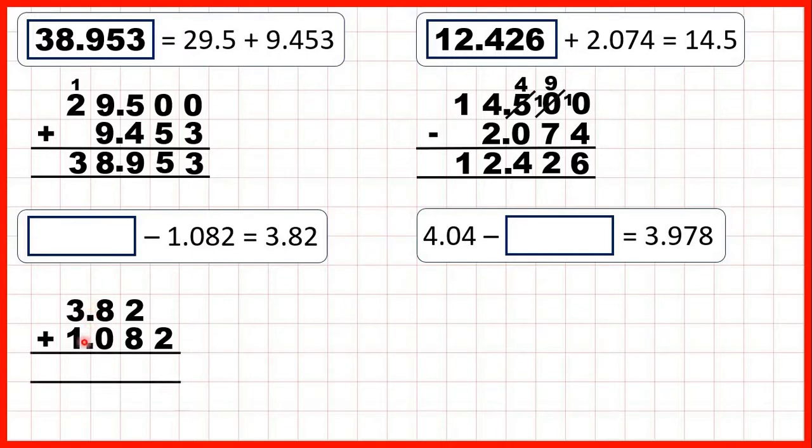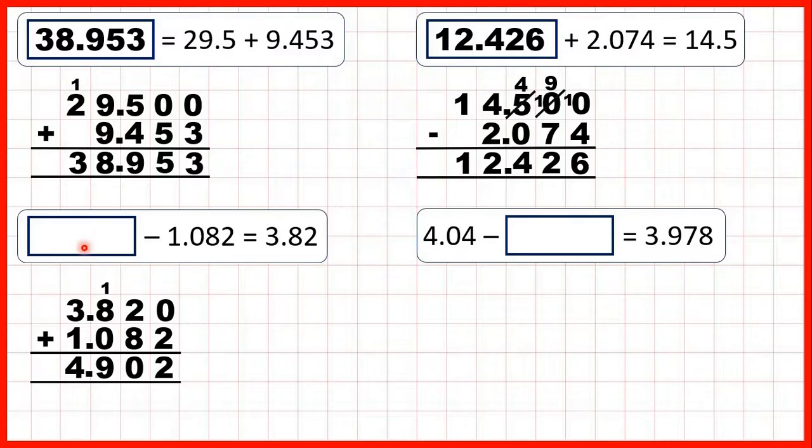We have our decimal points lined up. We can write zeros in empty squares and copy the decimal point down into our answer. Now 0 plus 2 is 2, 2 plus 8 is 10, so 1 0, 1 plus 8 plus 0 is 9, and 3 plus 1 is 4.